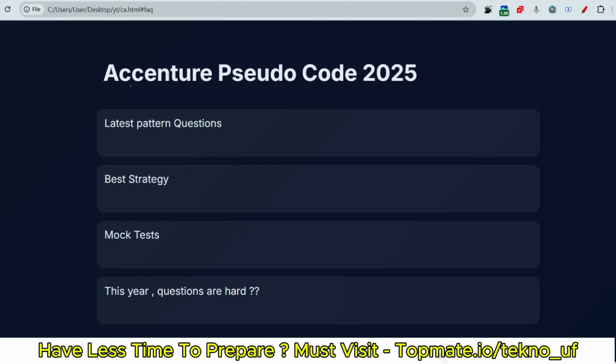If you are preparing for the Accenture AAC role, ASE role, or any other role, then pseudocode questions will be common for you. There should be 15 to 18 pseudocode questions, and all the questions will be common from last year or the recent questions.